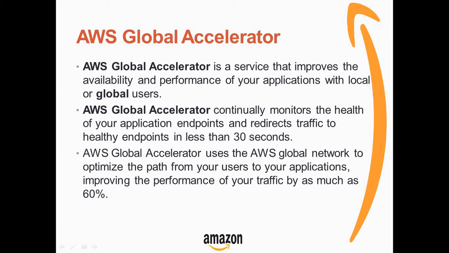So firstly we have AWS Global Accelerator. It is a service that improves the availability and performance of your applications with local or global users. AWS Global Accelerator continually monitors the health of your application endpoints and redirects traffic to healthy endpoints in less than 30 seconds. Now, AWS Global Accelerator uses the AWS Global Network to optimize the path from your users to your application, improving the performance of your traffic by as much as 60%.